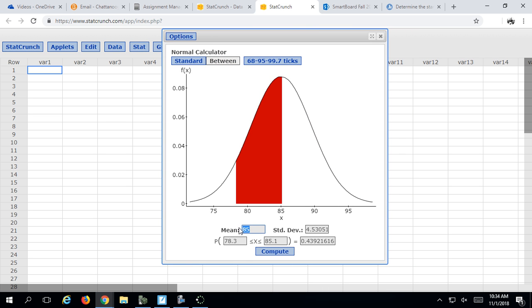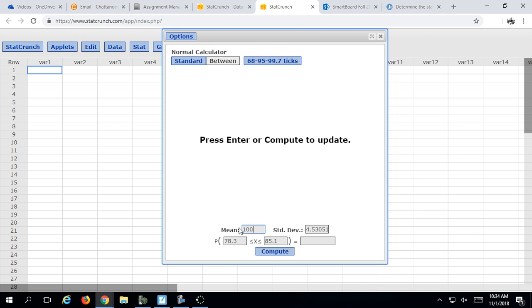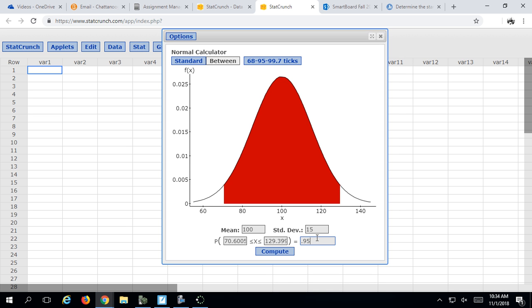All right, so let's look at IQ scores. IQ scores have a mean of 100 and a standard deviation of 15. And I want to know what's the middle 95% of IQ scores. So I put in 0.95 as the area between, and it'll tell us it's between 70.6 and 129.4. So 95% of all IQs are between 70.6 and 129.4.